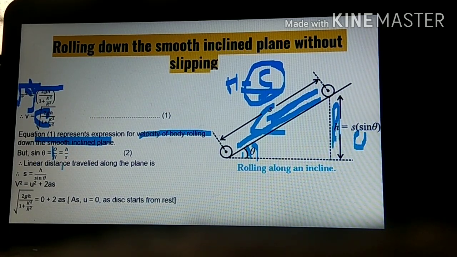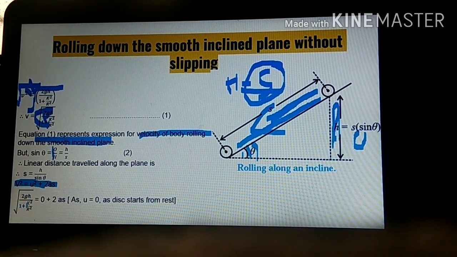Again, linear distance traveled along the plane can be written as s. s को ऊपर ले लिया, and sin theta we have taken in the denominator, so we are getting s is equals to h upon sin theta. We'll be applying the third kinematic equation, that is v square is equals to u square plus 2as. But over here v square मतलब क्या? ये पूरा वैल्यू डालना है. 2gh upon 1 plus k square upon r square is equals to this one.